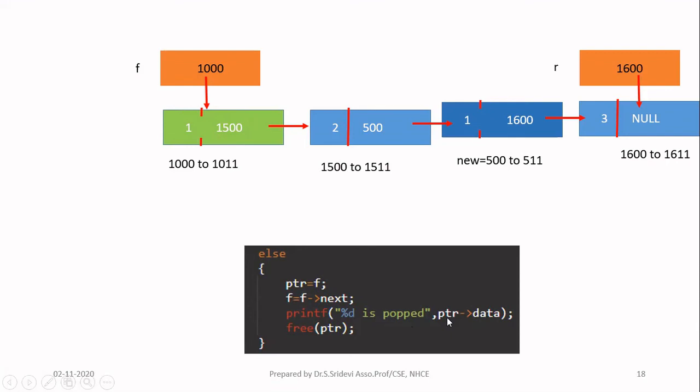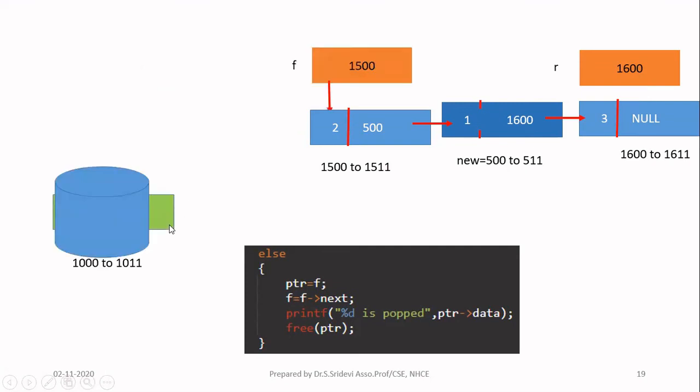Now remember students, don't write now F arrow data. If you write F arrow data, you will get 2 only. I want to display this one only. It is available in the pointer PTR. So I am writing PTR arrow data. Then I am writing free PTR. So this green will be now released to the free storage area. So after you do these steps, your new memory will be like this.